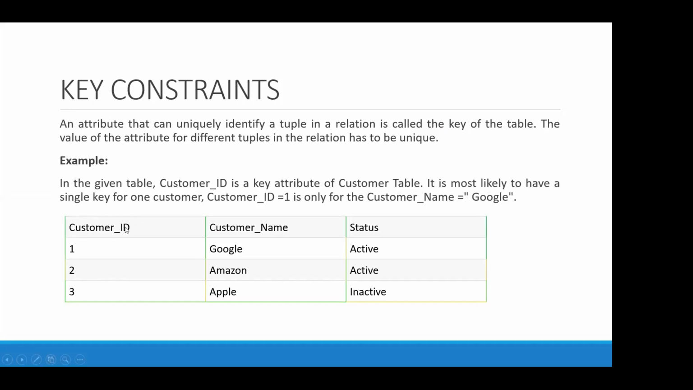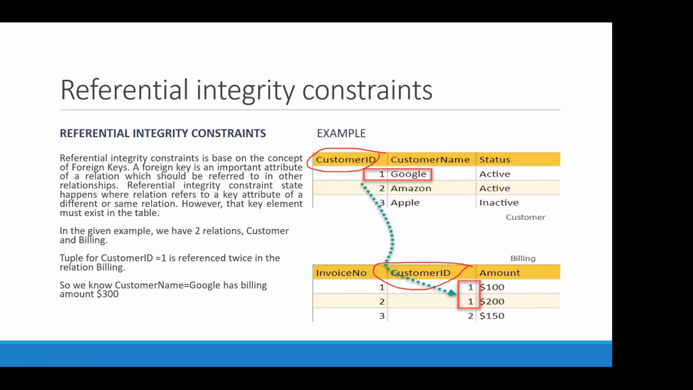Here, if I select customer ID 1, based on this key we can access the customer name Google, and about the status also you can access or retrieve. Again for key 2, you can access the customer name Amazon and status active. Whatever you want from the table, you can access based on the key constraint customer ID.